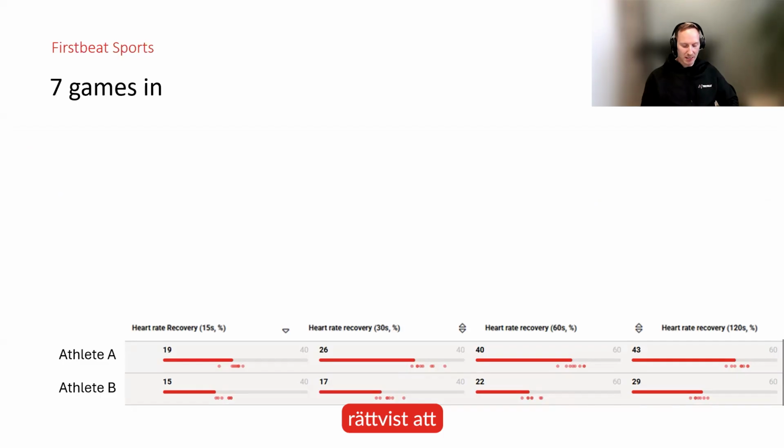And why it's not fair to compare the absolute values: some athletes might have a max heart rate of 220 or 210, while the other athlete could have a max heart rate of 190. And of course, the one with the higher max heart rate can recover more absolute beats than the athlete with 190. So always when you are comparing athletes, use the relative heart rate recovery.